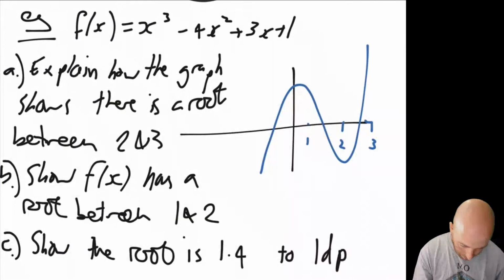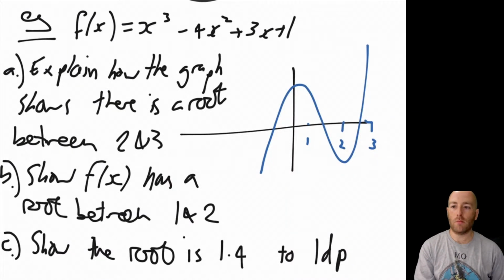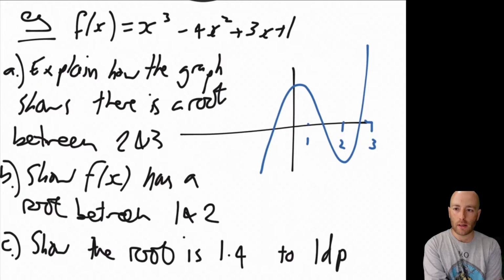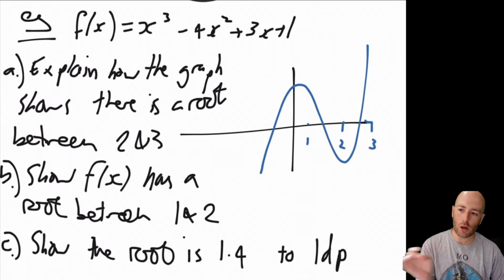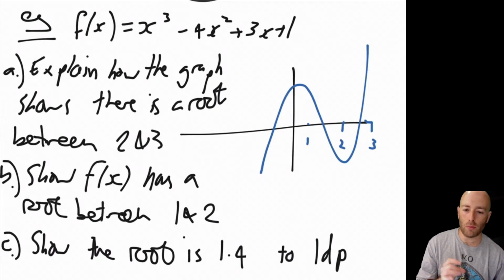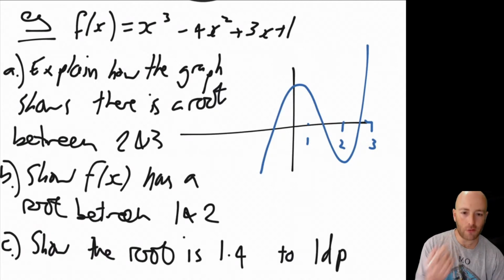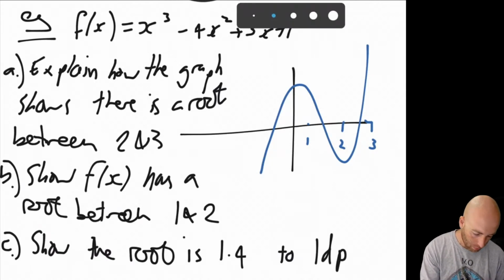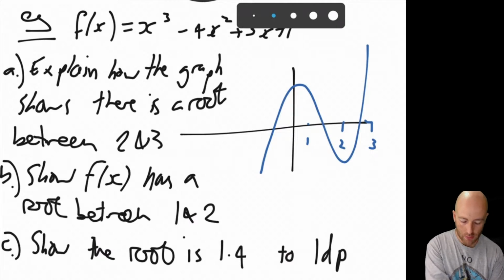So, for example, we're going to look at this question. I'm giving you a cubic. Explain how the graph shows there's a root between 2 and 3. So just talking about the graph. Then we're going to try and show f of x has a root between 1 and 2, and then show that the root is 1.4 to 1 decimal place. So I'm going to go through this one as an example.